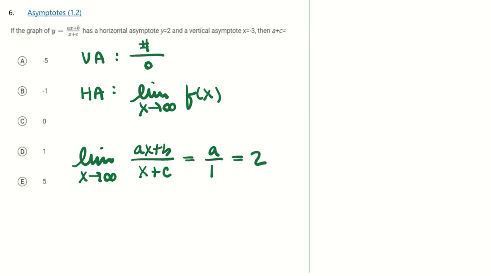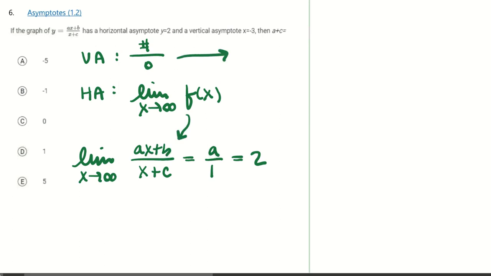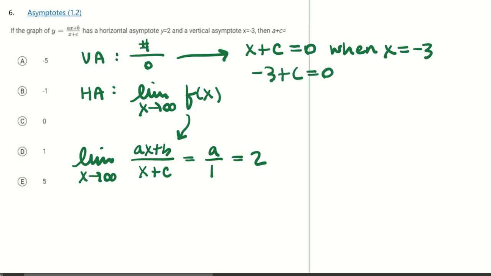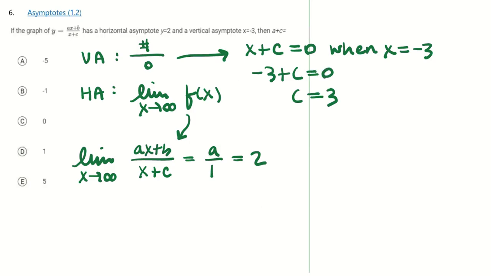Vertical asymptote at x equals negative 3 means that x plus c needs to equal 0 when x is negative 3. So negative 3 plus c equals 0, that's telling me c is going to be 3. I'm not really sure what b was going to do for us, but they didn't ask us about b, so I guess that was just there to distract you. A plus c is going to be 2 plus 3, and that's going to be 5.